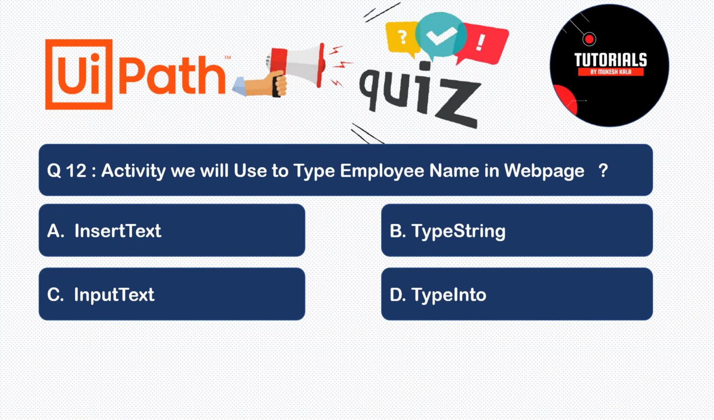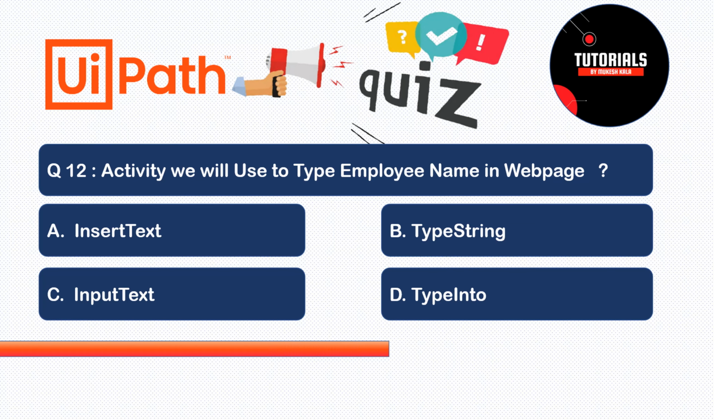That is question number 12. Which activity will we use to type an employee name in a web page? Assuming that I have a company web page and I have to type the employee name, which activity will I drag and drop? Will it be insert text, type string, input text, or the type into activity? I have to simply type the employee name on the web page. Which activity should I use?